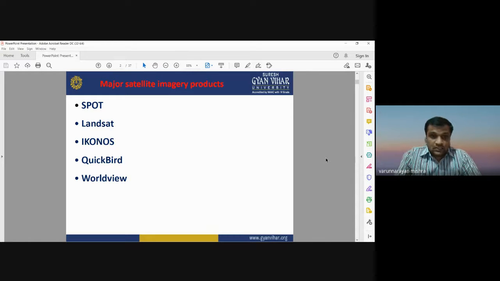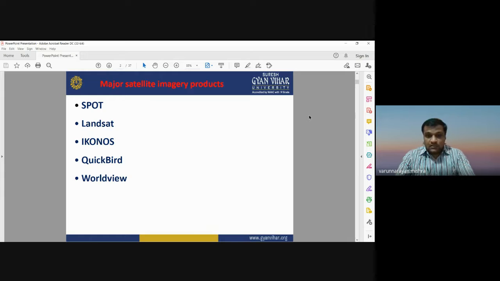These are some major satellites which are now available in the remote sensing community: Spot, Landsat Series satellites, Ikonos, QuickBird, and Worldview. These are widely used and major data sets. Landsat Series satellites are widely used for different applications. Ikonos, QuickBird, and Worldview are high resolution satellite images, and they are very useful for detailed urban mapping, detailed urban planning, or the development of very effective land information system.